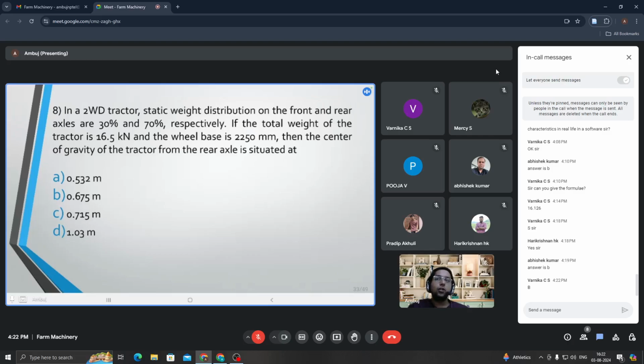Varnika also got B. Good. Very good. Whomsoever are solving, they'll be able to solve these type of questions in the examination also. Yes. Hari Krishna also got B. Good. Very good. Mercy also got B. Good. Very good. Just simple balancing is there.